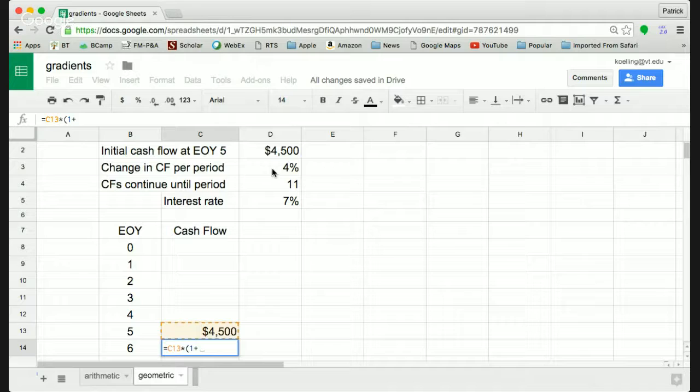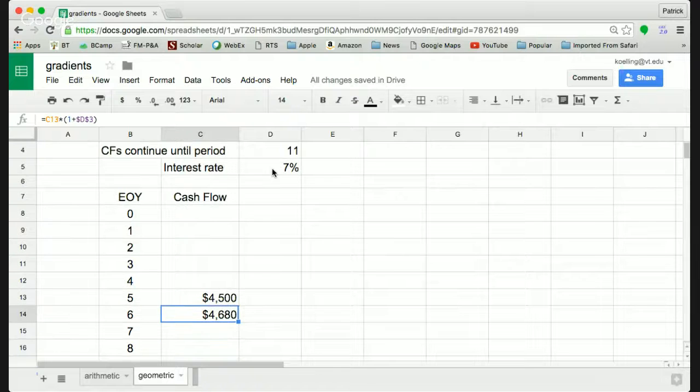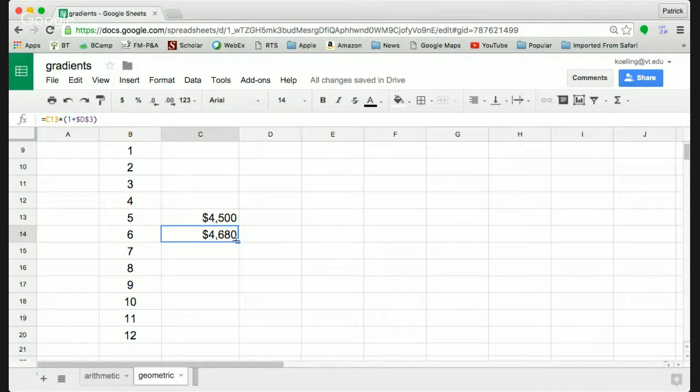4%. Again, I'm going to make that an absolute address because I want to copy the formula down and have it always refer to the same cell. $D$3. So the year 6 cash flow is $46.80. I can copy that down all the way down to the end of year 11. And there's our cash flows. 46.80, 48.67, on out to the end of year 11, 56.94.